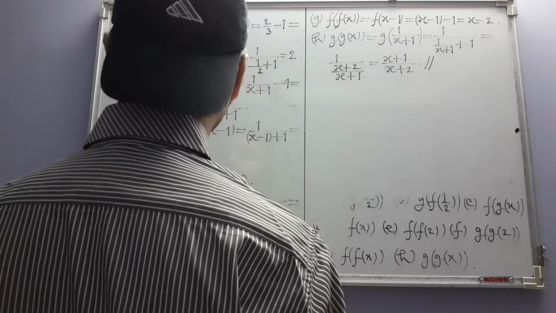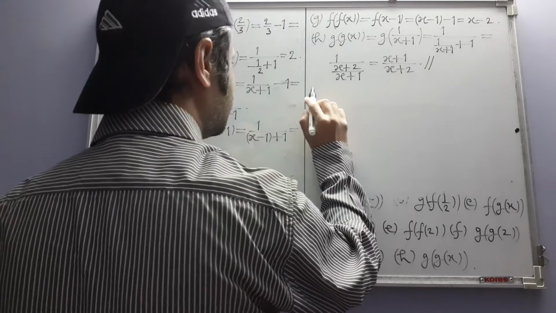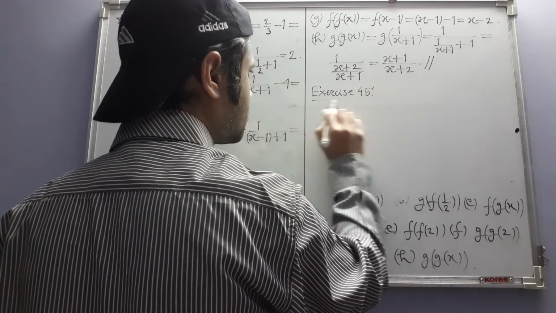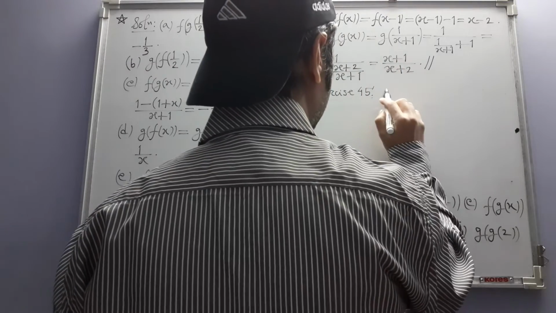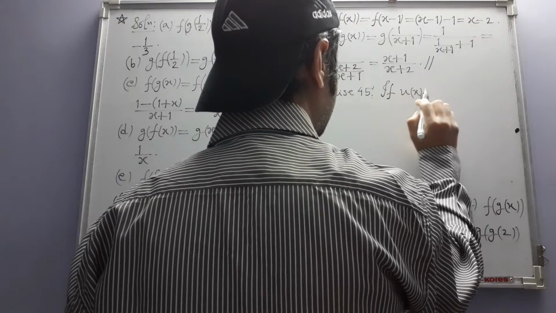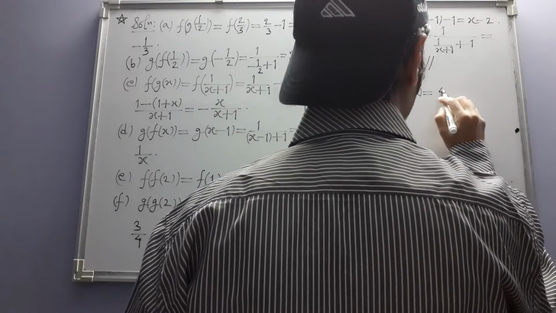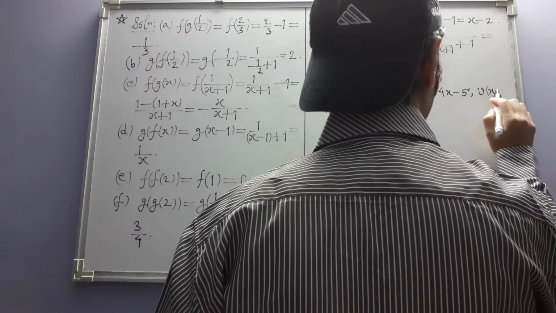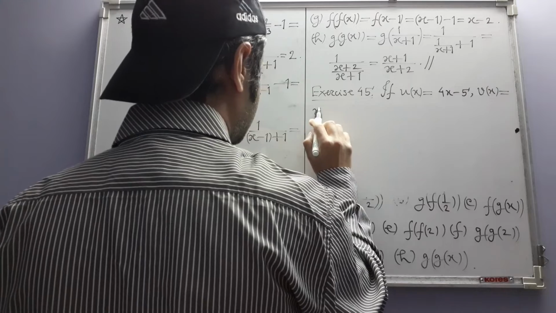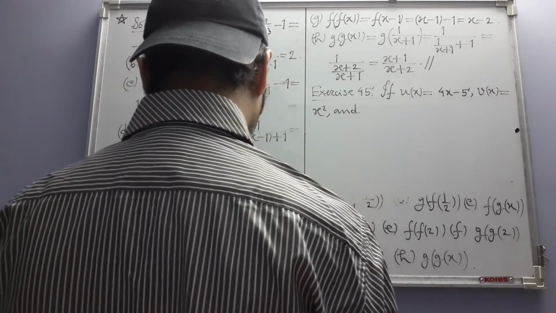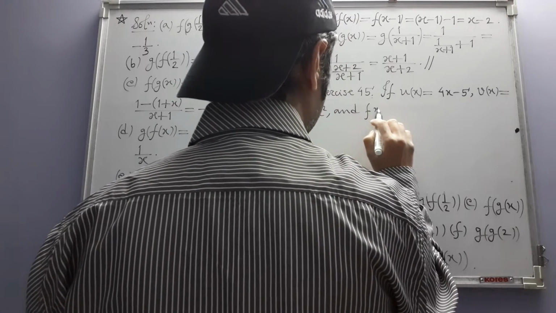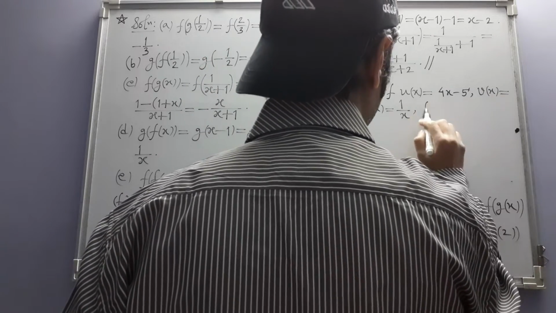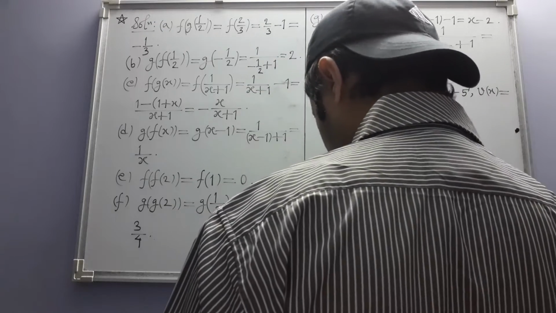Okay, so that is 44. Then 45. If u of x is 4x minus 5, phi of x is x square, and f of x is 1 over x. Find formulas for the following.